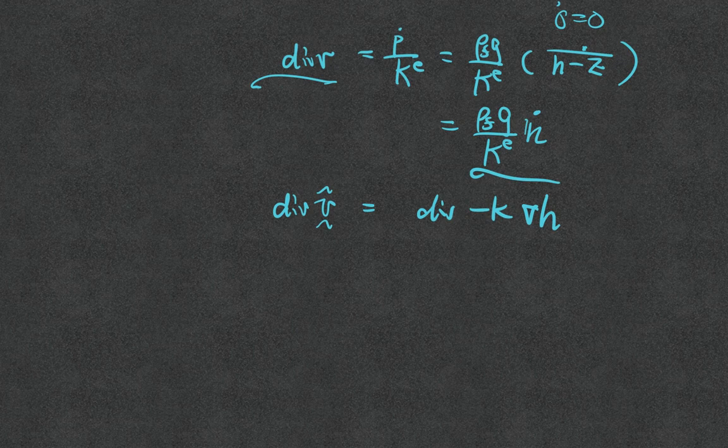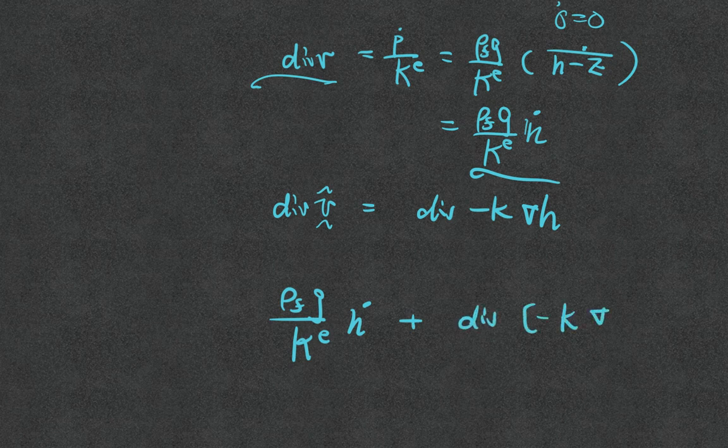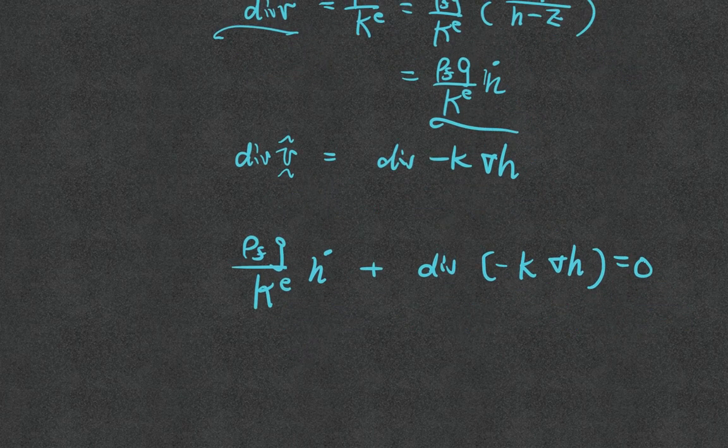Now, if I combine the two terms together, what I would have is this equation: rho f g divided by Ke, h dot, plus divergence of minus k, the gradient of h, equal to 0. So what happened right now? Ke is the bulk modulus, rho f is the intrinsic density, g is the gravity constant. We all know what it is, and k is the permeability.